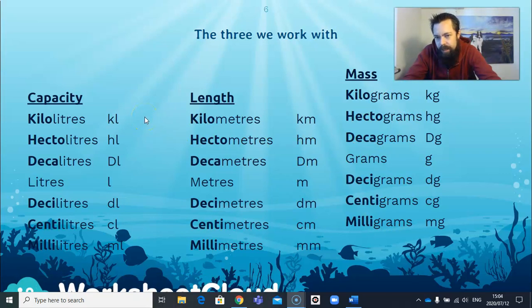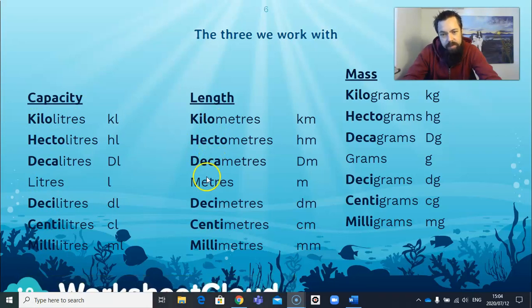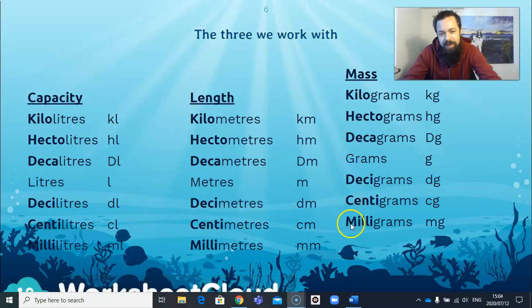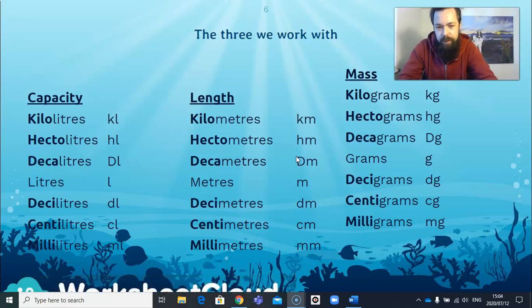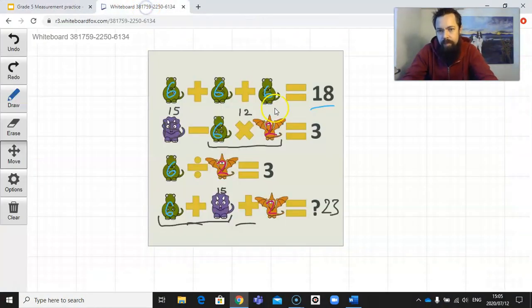Just remembering our mnemonics that we use to remember that. King Henry's daughters love delicious caramel muffins. King Henry's daughters make delicious caramel muffins, and King Henry's daughters gobble delicious caramel muffins. And that's how we remember the order, and that's how we can go through it. Okay, so let's have a look at some practical examples.